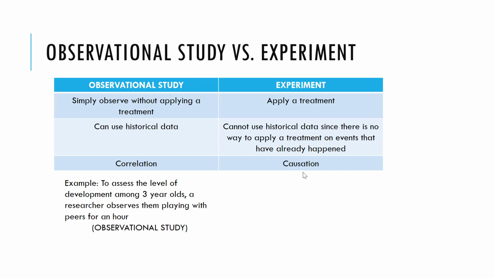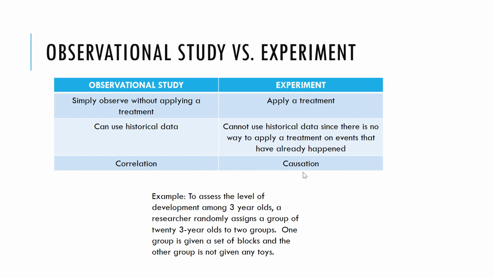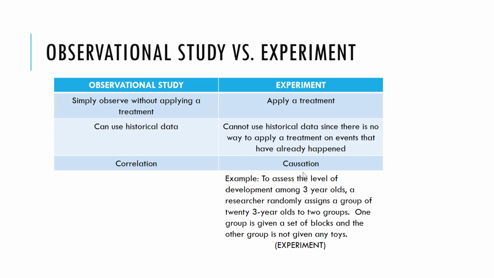Let's look at another example. To assess the level of development among 3-year-olds, a researcher randomly assigns a group of 20 3-year-olds to two groups. One group is given a set of blocks and the other group is not given any toys. Is this an experiment or an observational study? Again, to answer this question, we need to ask ourselves, was a treatment applied? And the answer is yes, a treatment is applied, which is that one group is given a set of blocks to play with. Therefore, this is an experiment.